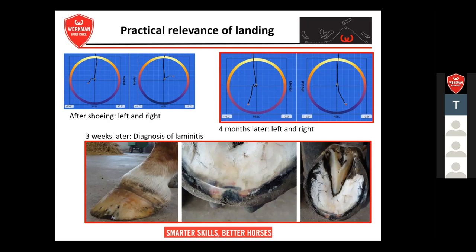But after 3 weeks, the vet diagnosed laminitis. It was a laminitic episode because the horse was injected with cortisone or glucocorticoids because of other inflammations. So it was just a reaction to this drug, and this horse developed laminitis. And with the black line, it was already visible before we had some really clear signs of lameness and pain. So this is also a very important message.